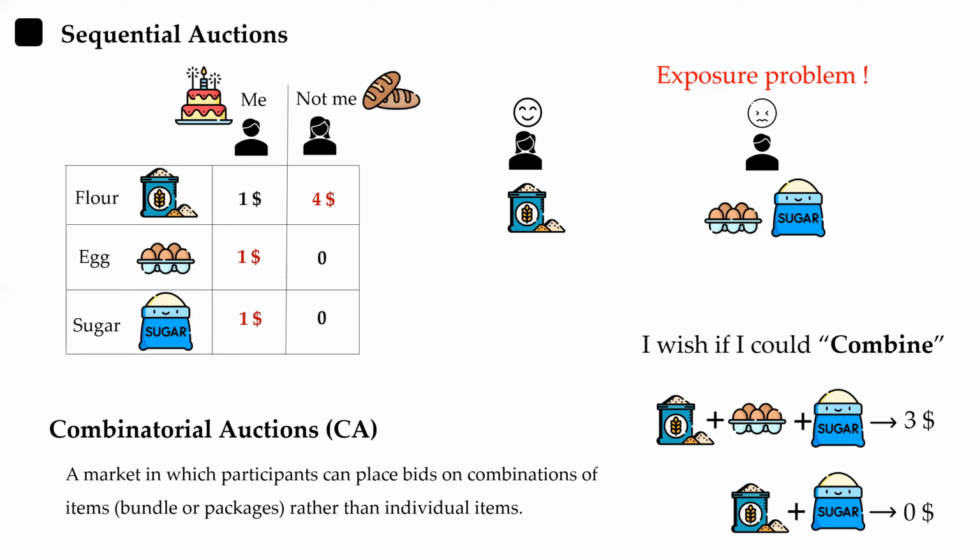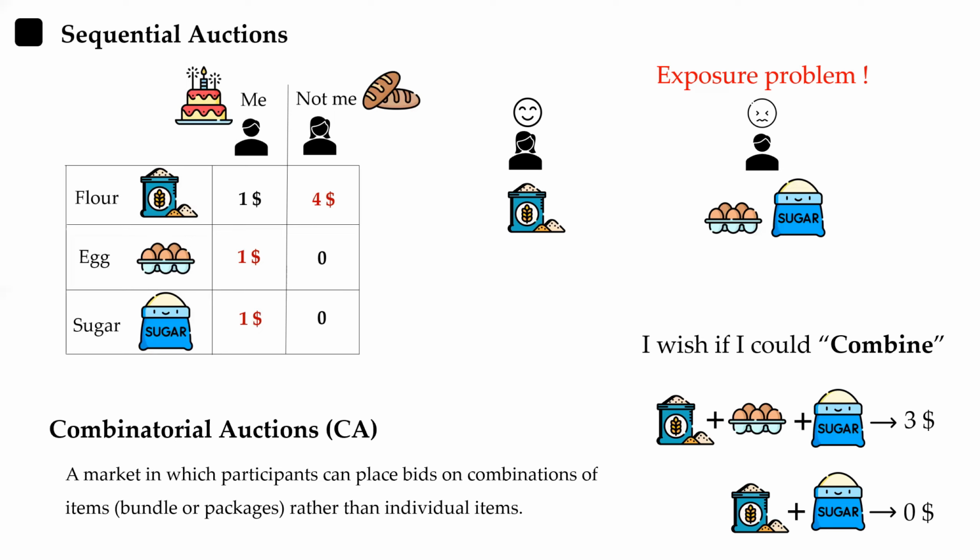And a description of that is a market in which participants can place bids on combinations of items, or can bundle or package different items together rather than individual items, and that of course they can make their birthday cakes.